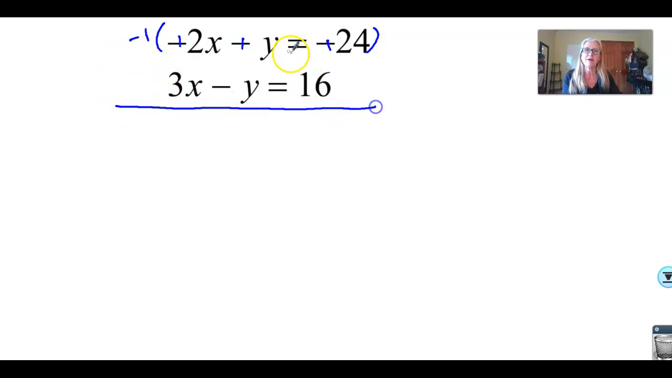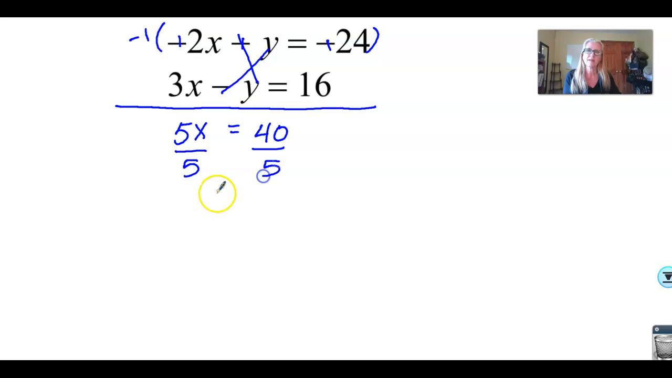Now that we have opposite terms, we have a plus y and a minus y, we can add the two equations together. 2x plus 3x is 5x. The y's drop out. And positive 24 and positive 16 is 40. Divide both sides by 5. And we have that x is equal to 8.